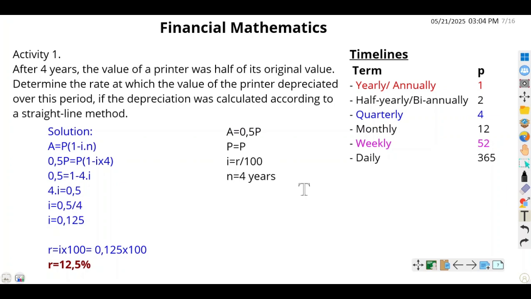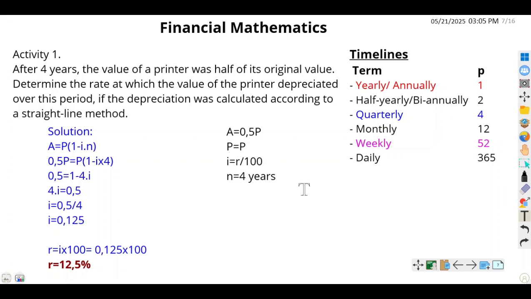So meaning if the value of the printer now is X, after 4 years the value of the printer is going to be half of X. So the current value now is X. The future value after 4 years is half X. That is what they are saying. So you need to be able to interpret what the statement is trying to address.